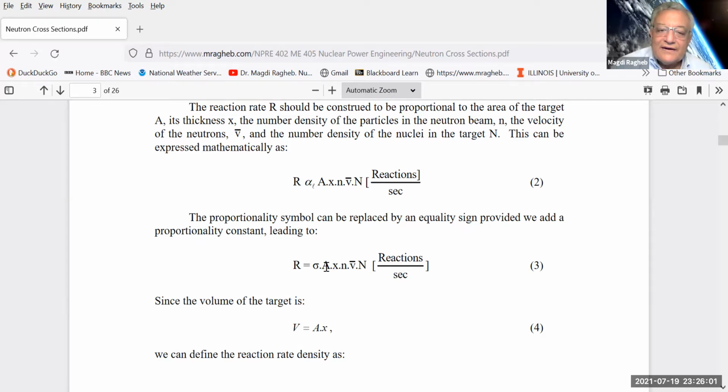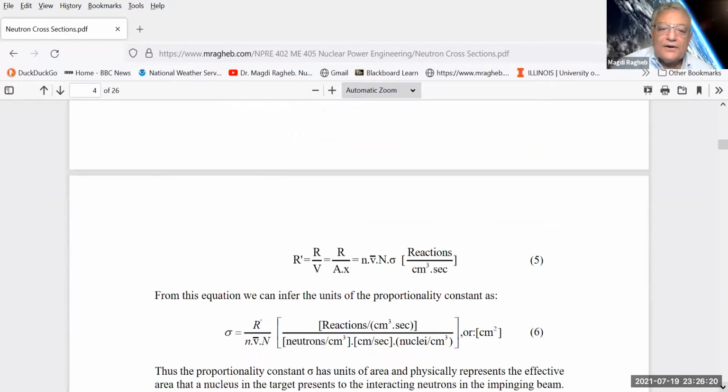Let's start with the area A multiplied into the thickness X. That is obviously the volume of the target. So AX here can be simplified by saying that is the volume. And if we substitute the volume here in the equation for the reaction rate and then divide by that volume, we get now a reaction rate per unit volume. So if you take R divided by V, which is AX, we get reactions per second per unit volume. We call this the reaction rate density. Reaction rate, reactions per second, density because it is per centimeter cubed. And the expression becomes simpler.